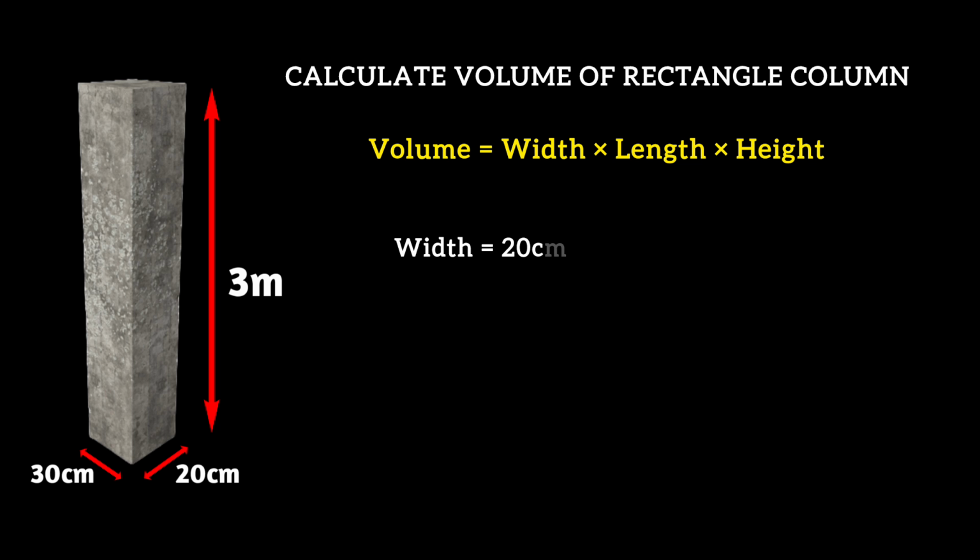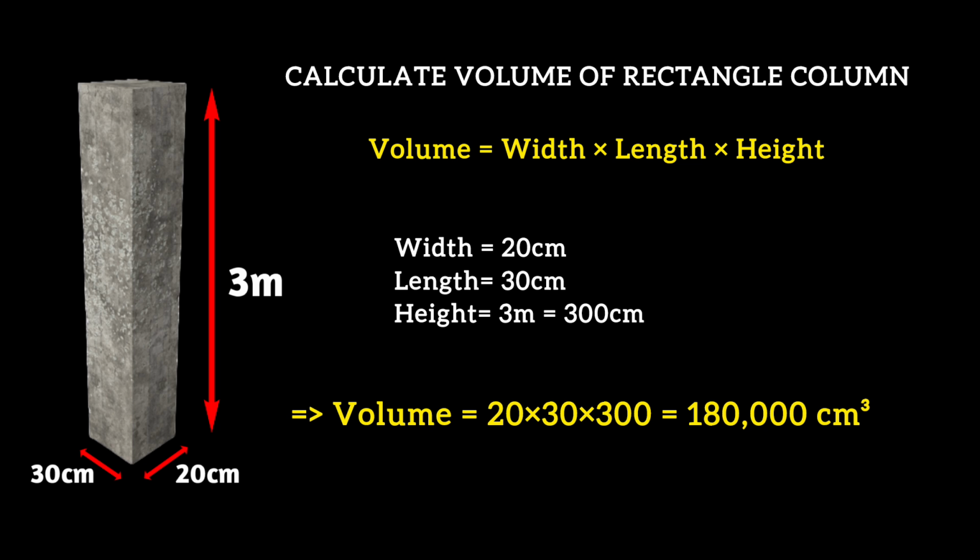Column width is 20 centimeters, length 30 centimeters, height 300 centimeters. So, the volume of the column is 180,000 cubic centimeters. 1 cubic meter equals 1 million cubic centimeters. 180,000 cubic centimeters equals 0.18 cubic meter.